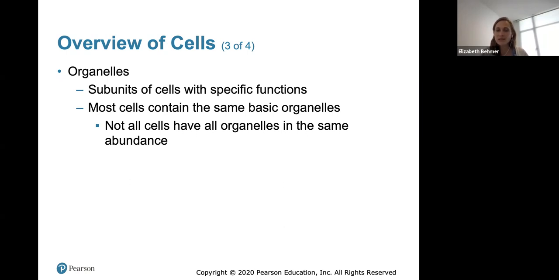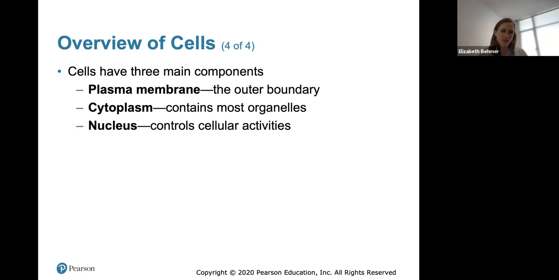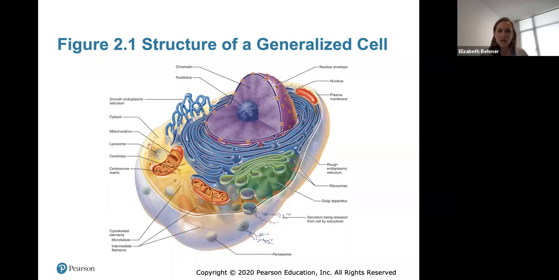Most cells contain the same basic organelles. Not all cells have the same in abundance, but for the most part, a lot of them have the same. Cells have three main components. The plasma membrane is the outer boundary. The cytoplasm contains most organelles, and the nucleus is like the brain, controlling all cellular activities. So this is a great slide to pause, use it to fill out your lab packet, and we'll be going over all of the organelles, all the structures within the cell in this lecture.